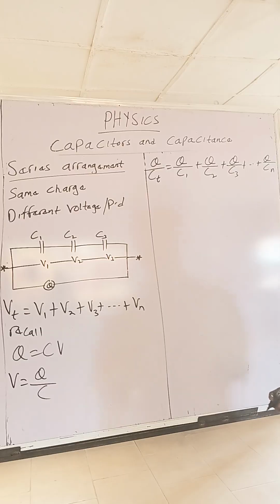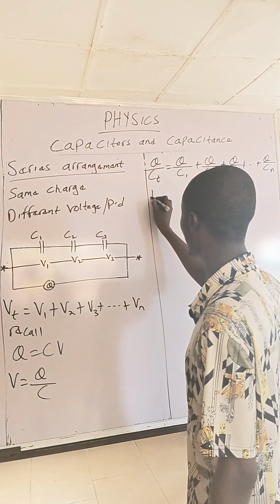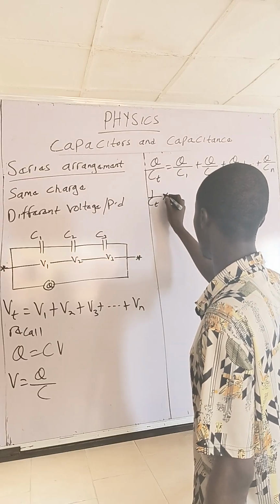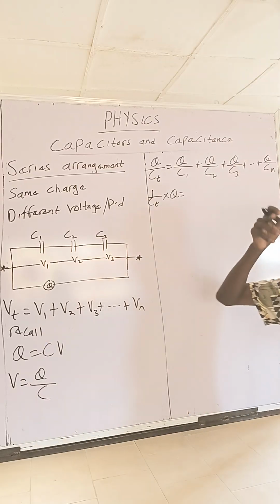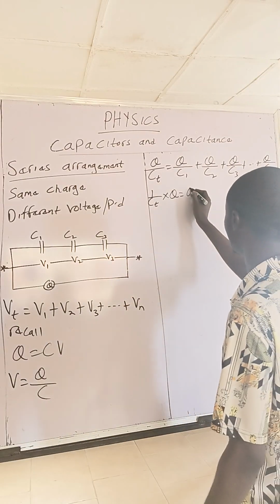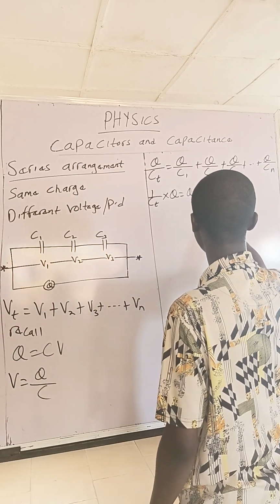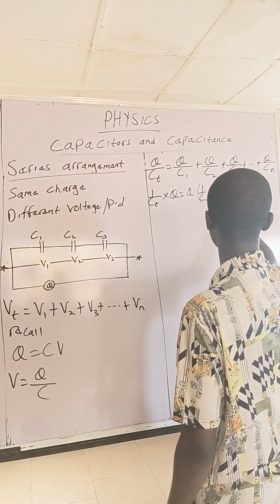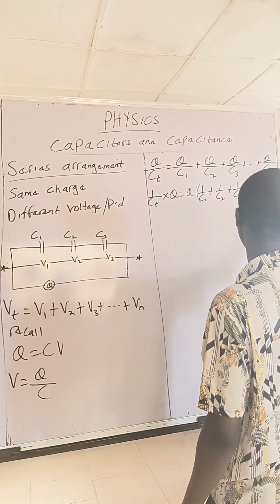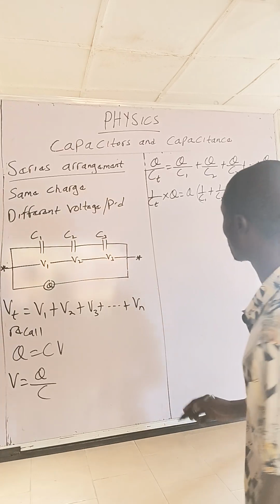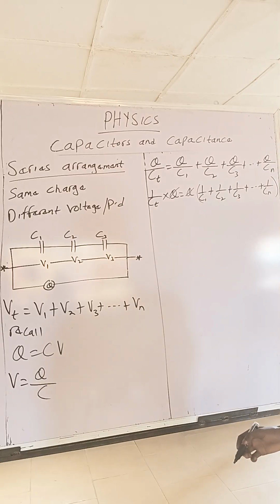Since we know that Q is common to both sides, I can say this is 1 over C total times Q equals, let me factorize what is common to them here, Q, and what is left is 1 over C1 plus 1 over C2 plus 1 over C3, up to 1 over Cn. So from here, I can eliminate this Q.